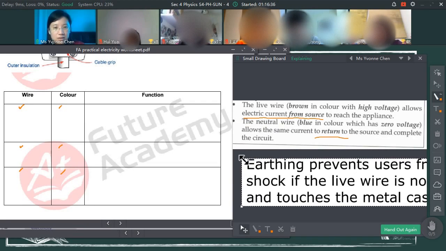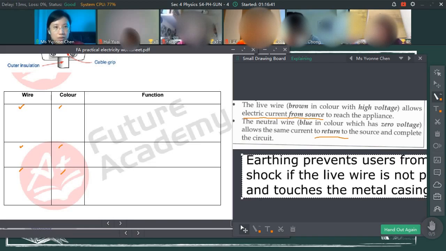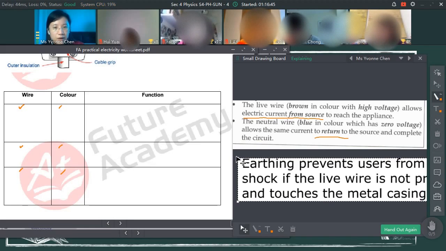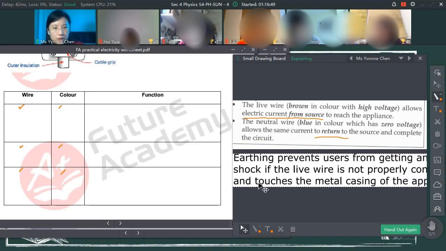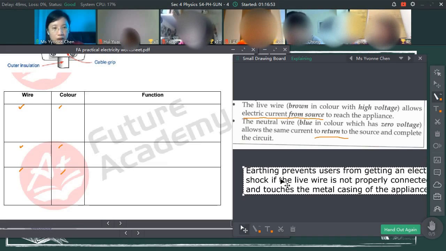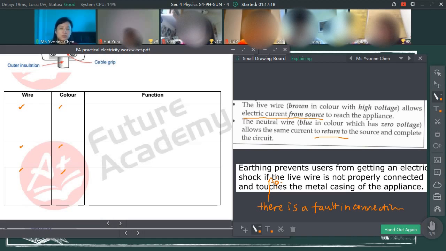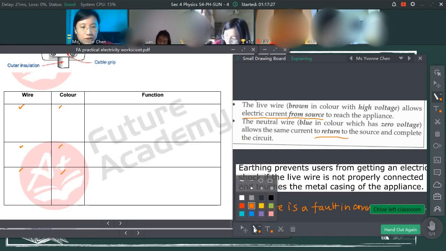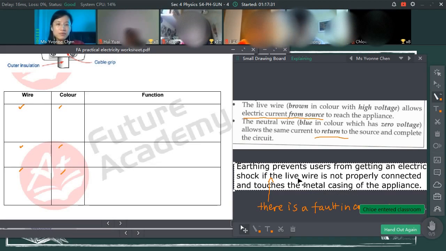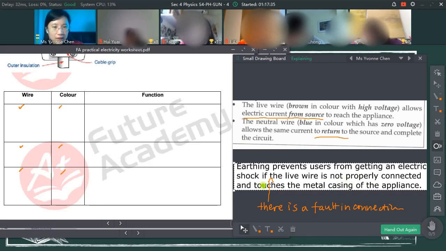The earthing wire prevents the user from getting an electric shock if the live wire is not appropriately connected and touches the metal casing of the appliance. Class, take note, sometimes your school teacher may want to see this term: when there is a fault in connection. You may want to add here, some teachers want to see that. The earthing wire prevents the user from getting an electric shock if there is a fault in connection and the live wire is not appropriately connected and touches the metal casing of the appliance.